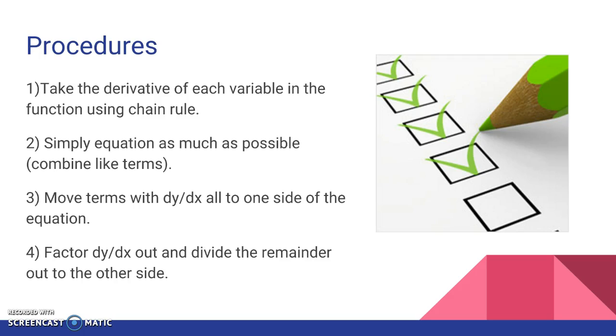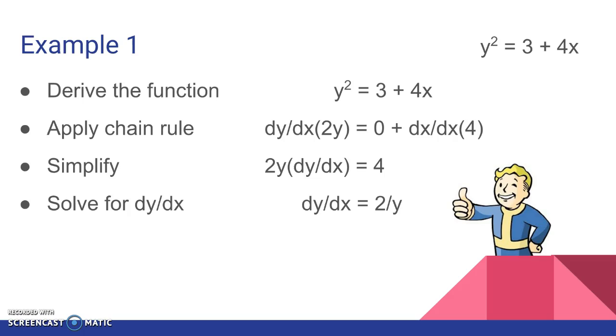So some procedures you need to follow. So the first step would be to take the derivative of each variable in the function using the chain rule. Simplify the equation as much as possible. Then you move the terms with dy over dx all to one side of the equation. And then you factor out that dy over dx and divide the remainder out to the other side. Once dy over dx is isolated, you have the derivative.